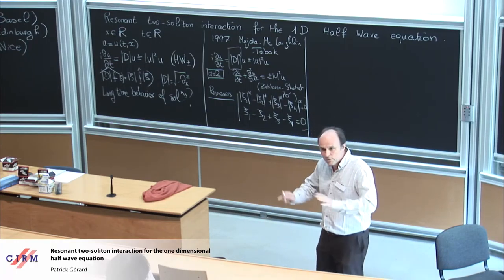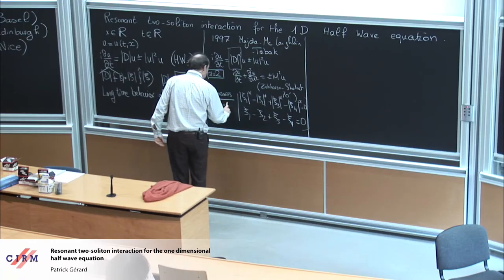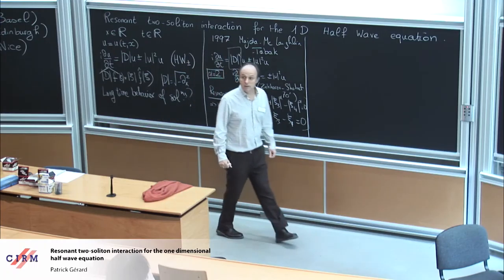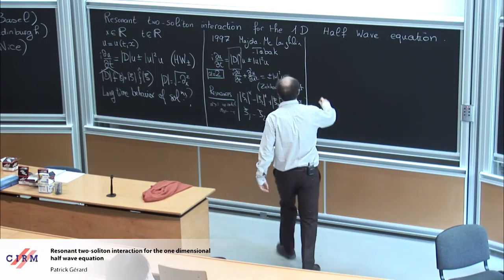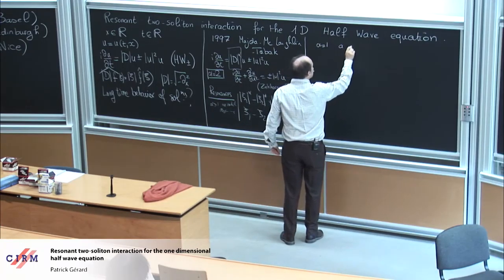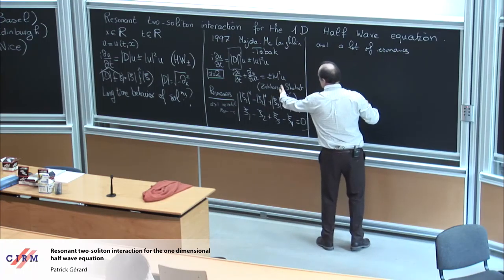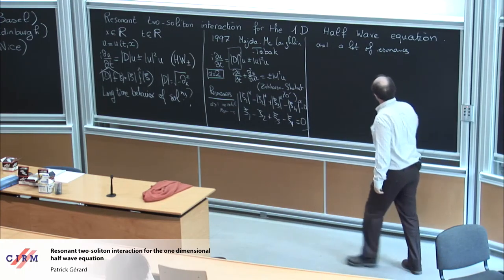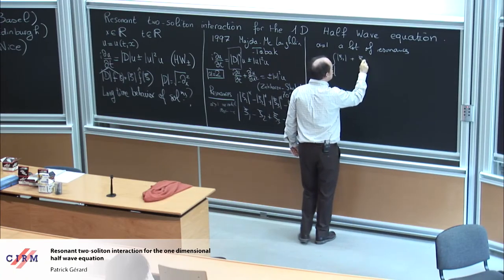But apart from the trivial resonances, which always exist, all the others do not exist if alpha is bigger than 2. Bigger than 1, sorry. No non-trivial resonance. But for alpha smaller than 1, there exist some. And for alpha equals 1, there exists a lot of resonances. And you can see it very easily because this system on xi1, xi2, xi3, xi4 in the real line is a very simple system. It looks like this.